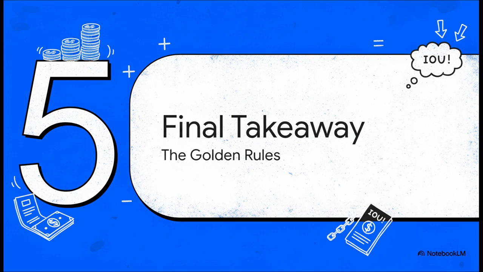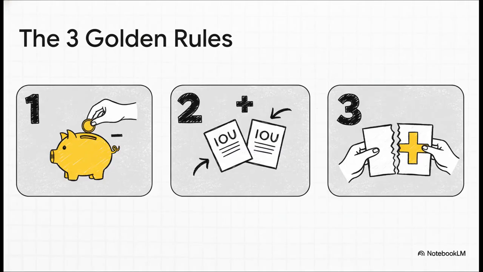Before we finish, let's quickly summarize everything we've learned. This is your final takeaway, so listen carefully. Remember our 3 golden rules. Rule number 1, adding a negative is just simple subtraction. Rule number 2, if the signs are the same, like 2 negatives, just add the numbers and keep that sign. And rule number 3, the tricky one, subtracting a negative, which is like taking away a debt, is actually the same as adding a positive.